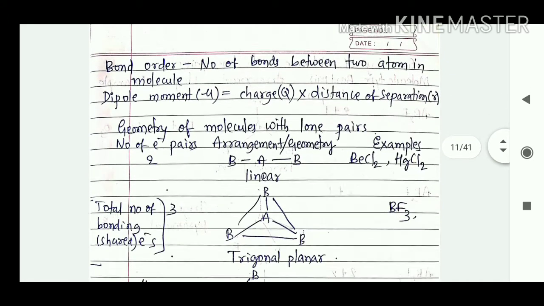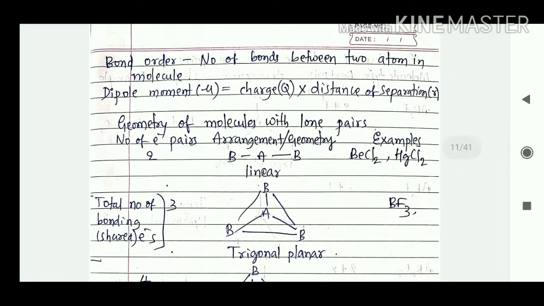Then we have the concept known as bond order. The number of bonds between two atoms in a molecule is known as bond order. Dipole moment mu equals charge q into distance of separation r. Then the geometry of a molecule with lone pairs. Right, so we'll discuss this.